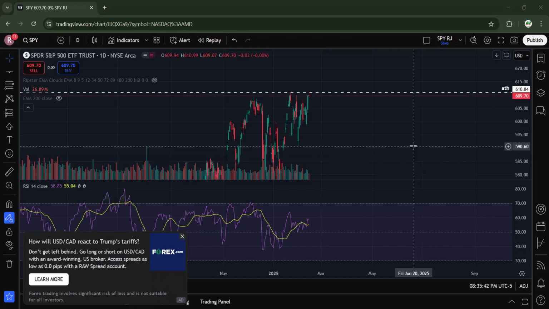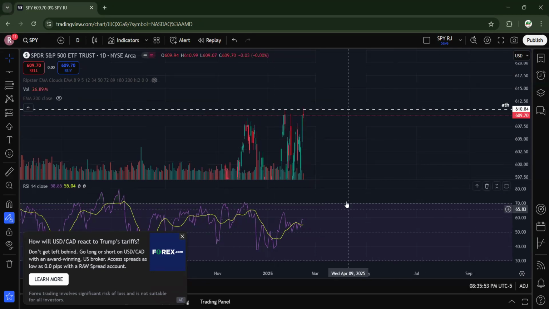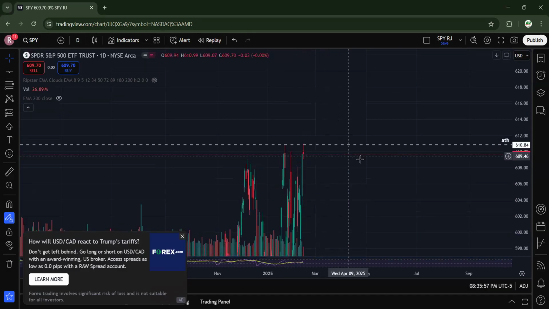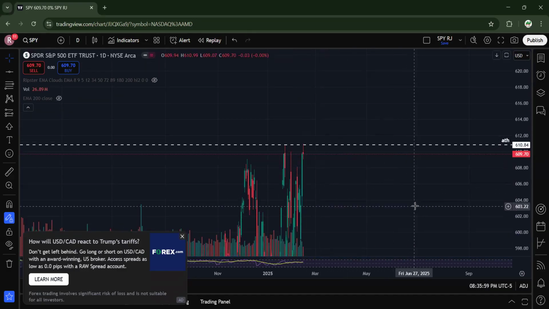So you need a level here, right? You usually want to have a target, but since it's all-time highs, you don't really have a target. The easiest places to put targets for all-time highs is whole numbers, right? So at this point, you would do 611, 612, 613, so on and so forth.